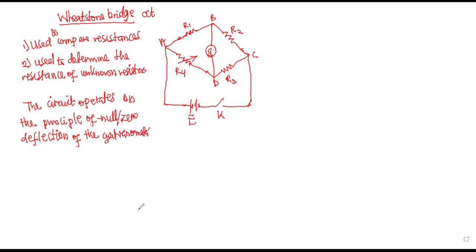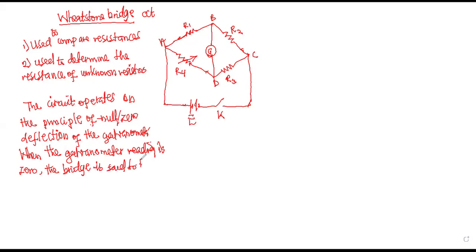Okay. When the galvanometer reading is zero, the bridge is said to be balanced.